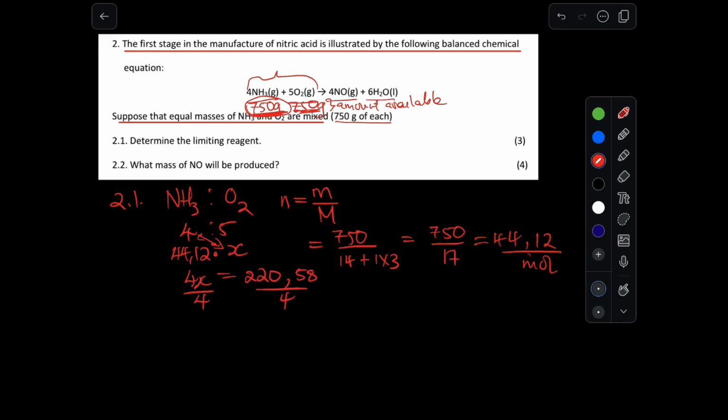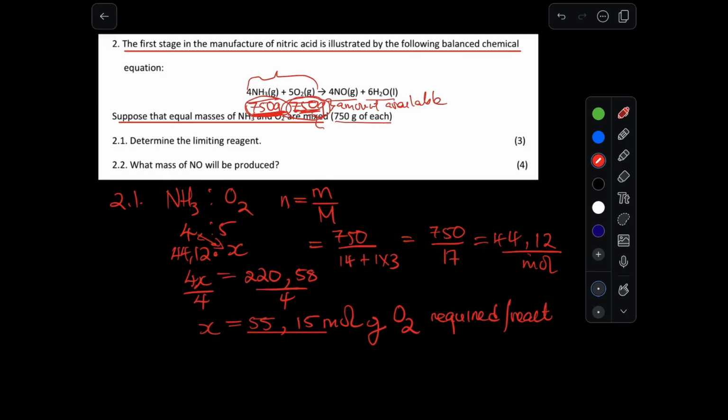We divide by 4. So we'll say answer divided by 4. The answer here is 55,15 mole. This is the number of moles of what? Of oxygen. This is the number of moles of oxygen required. This is the amount that is required, or the amount that is going to react. So oxygen, out of this amount, it's going to need 55,15.